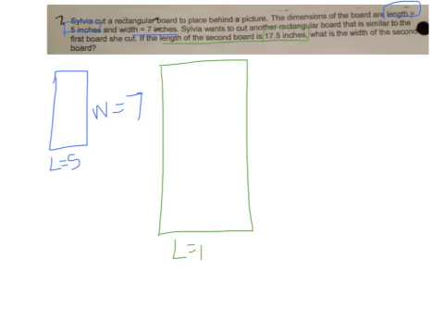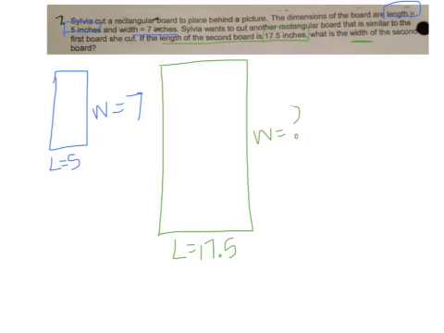The length is 17.5 inches. What is the width? This one is the part we don't know. Okay, so I am going to put 2 ratios together. I'm going to do the length with the length and the width with the width.